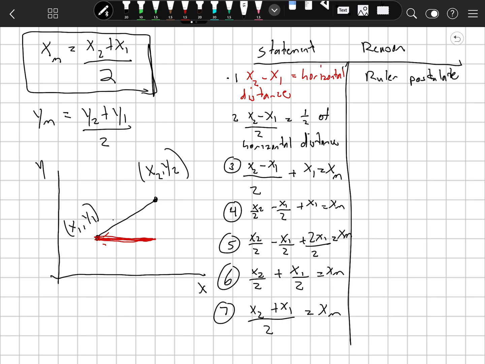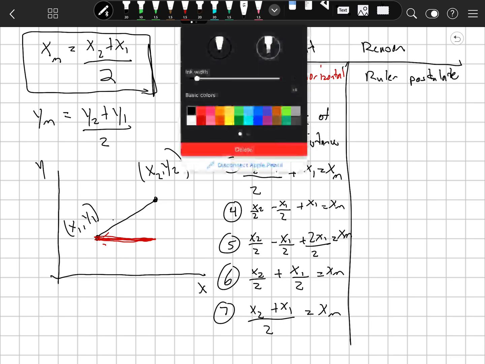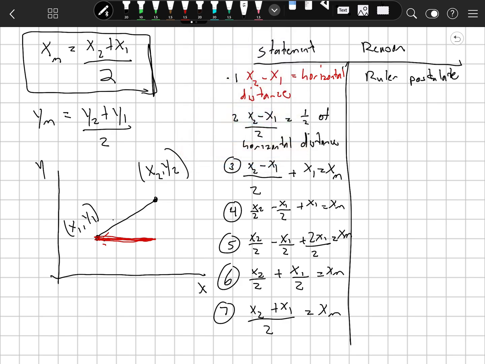Let's take a look at step number 2, X2 minus X1 divided by 2. We're going to just take half of that. You can see it goes out about this much. There's half of it there, and if we drew a vertical there, you can see that it would meet at the midpoint for the X coordinate. So that's half of the horizontal distance, and we're just dividing by 2 to get half the distance.